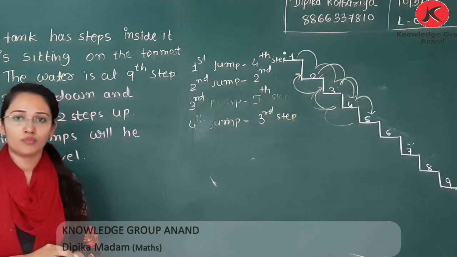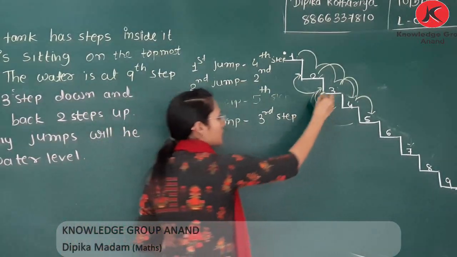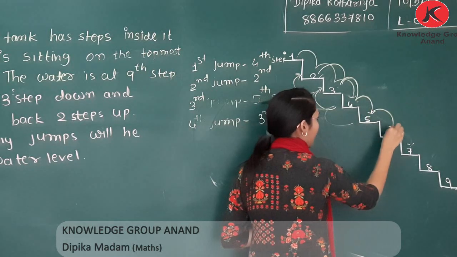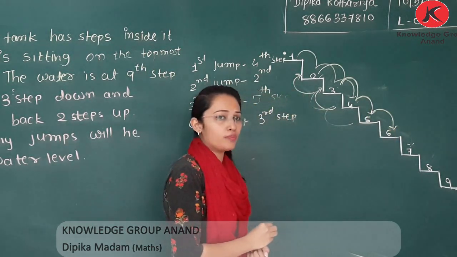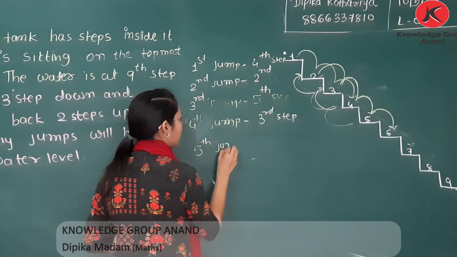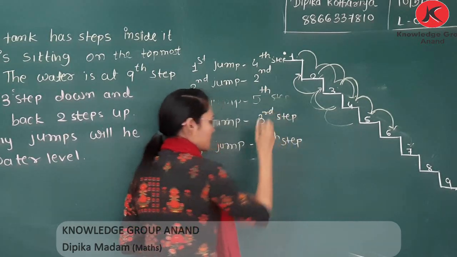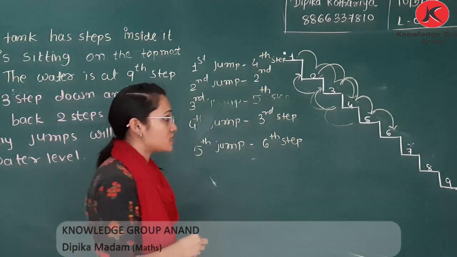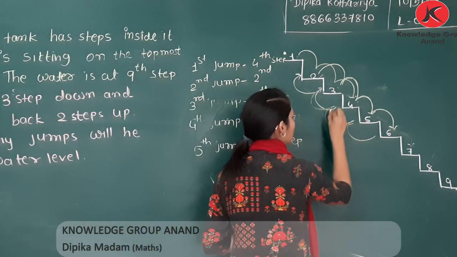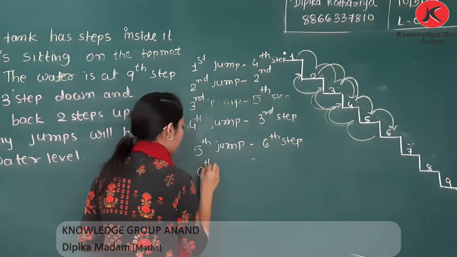Okay. Now from the third again 3 steps down. So 1, 2 and 3. It is on the sixth step. So in the fifth jump, sixth step. Now from the sixth step, 2 steps upside. So 1, 2. Again he will be on the fourth step. So in the sixth jump.